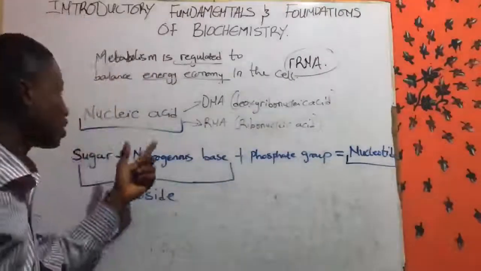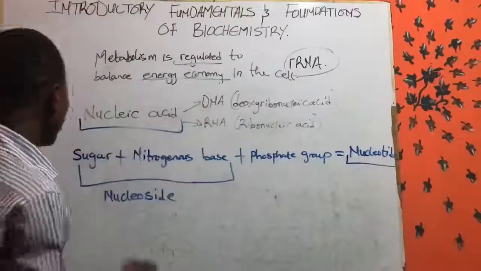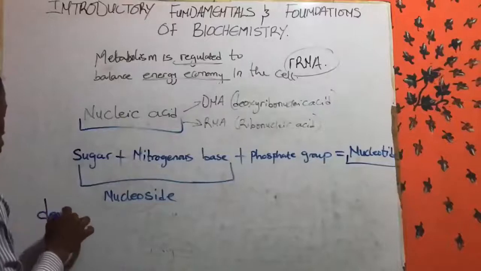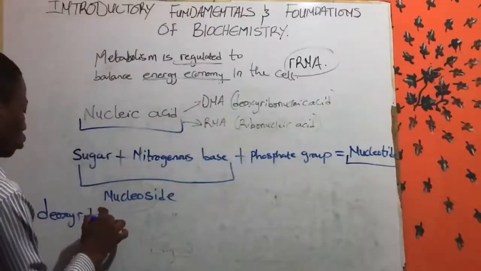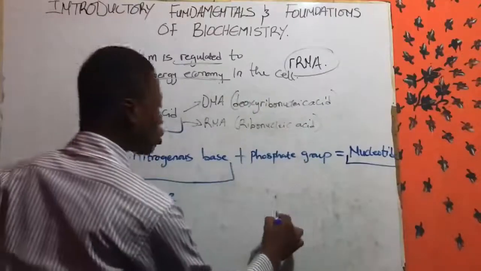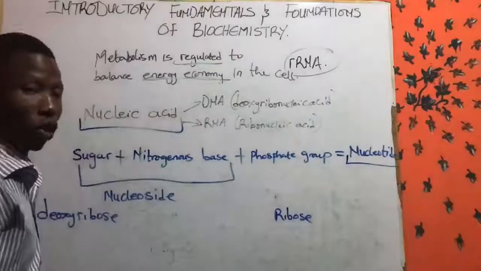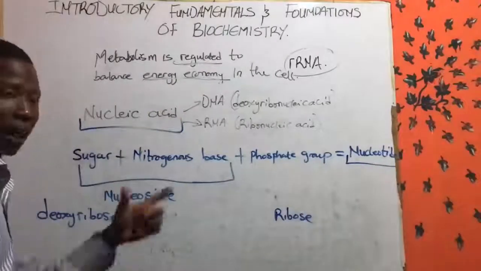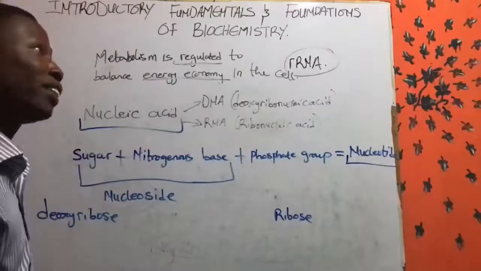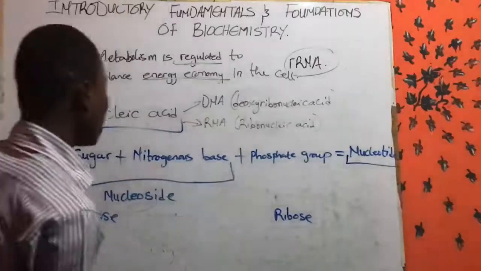Now I said nucleic acid can either be DNA or RNA. Let me explain it. If it is DNA, the sugar you are going to have here will be deoxyribose. And if it is RNA, the sugar you will have will be what? Ribose. We go to the in-depth explanation by the time we are explaining nucleotides, by the time we are explaining the genetic aspect of biochemistry. Now, let's leave it there.